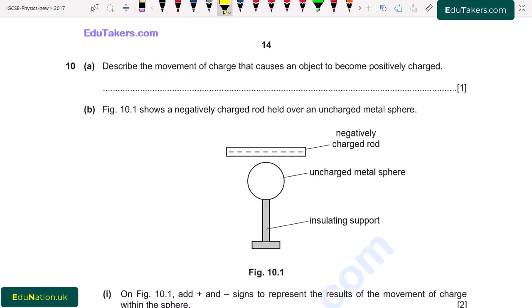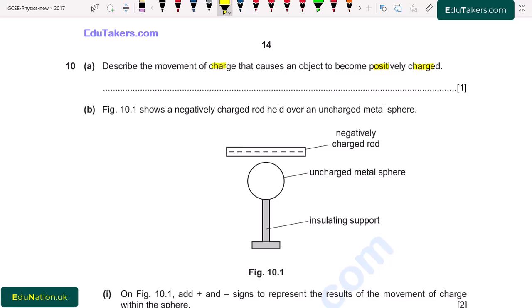Question number 10, part A. Describe the movement of charges that causes an object to become positively charged. So here we have to describe the movement of charges that causes the object to become positively charged. So if I remove the electron or the negative charges from the object, there will be a deficiency of electrons, due to which the positive charge appears here.